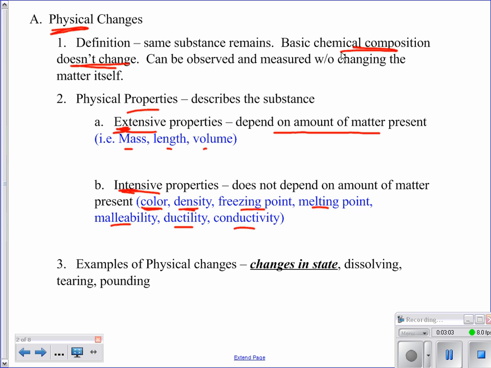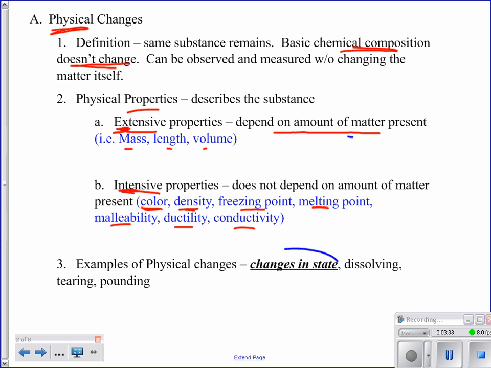Then we can look at some changes that take place, and we're starting with physical changes. So if I were to just go to Margaret's paper and rip it in half, well, that's a physical change that has taken place. All I've done is change the amount of matter that's present, right? I just ripped it in half. It's still paper, so I haven't changed the chemical composition. That would be a physical change. People are usually pretty good at understanding those.